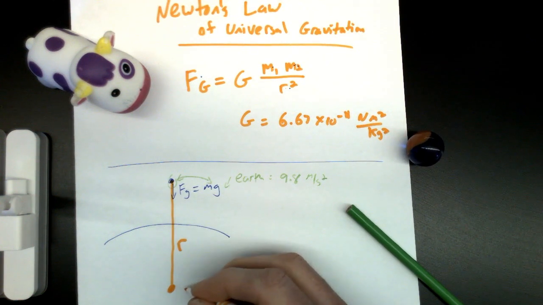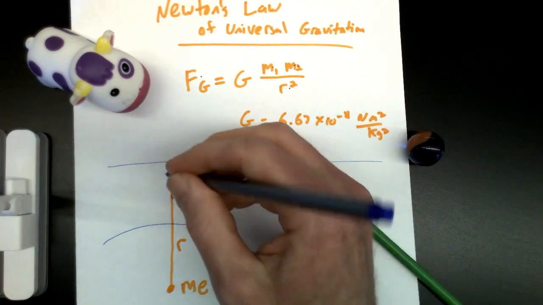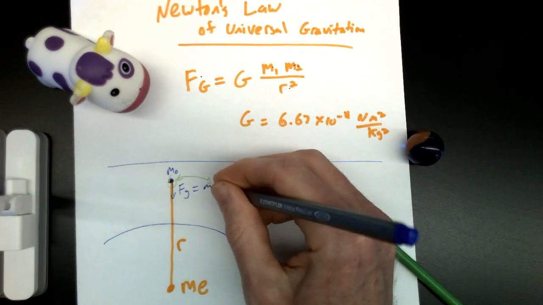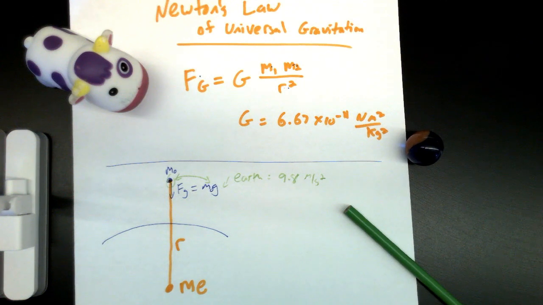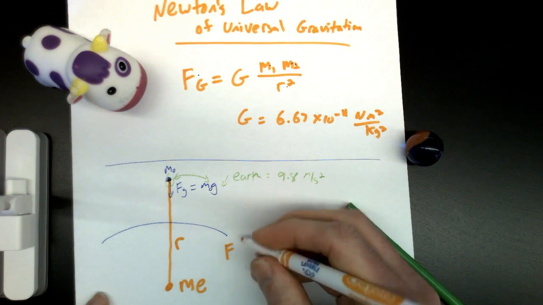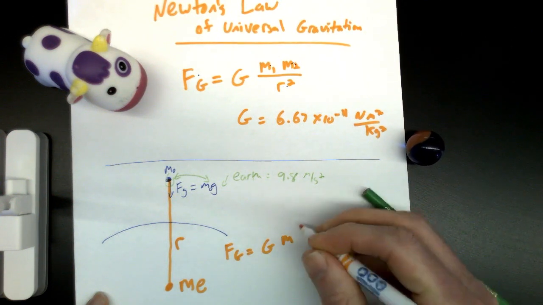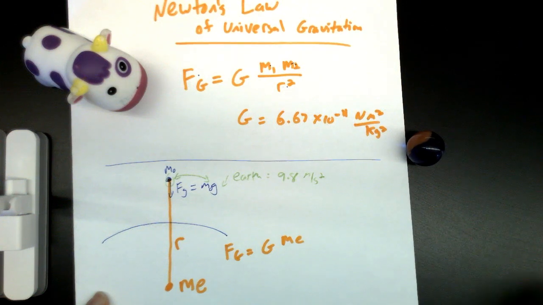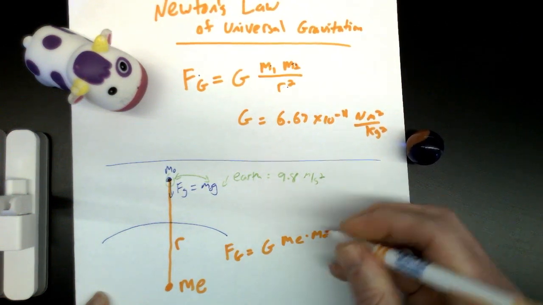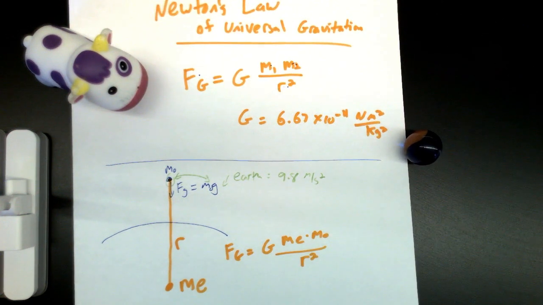And then my masses, I'm going to have the mass of the Earth right there, and then I'm going to have this as the mass of my object. So that's the mass of the object. And then if I want to find it out with Newton's law of gravitation, then I get F big G is G, and I have mass of the Earth times the mass of the object over the distance between them squared. So that's how that's going to work.